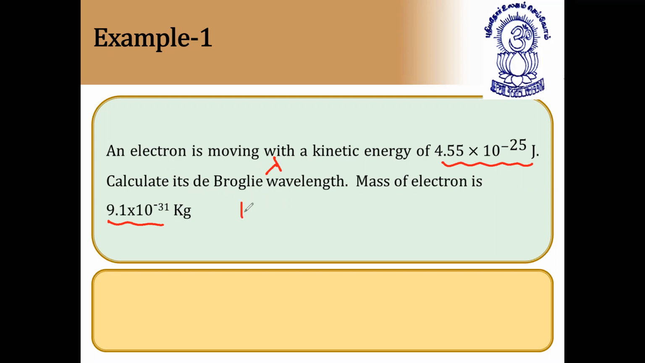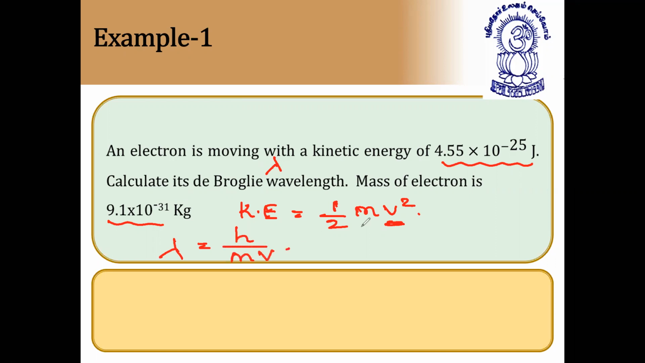is equal to half mv squared. So m is the mass of the electron, v is the velocity. From this we can find the velocity, and after getting velocity, the de Broglie wavelength will be lambda is equal to h by m into v.